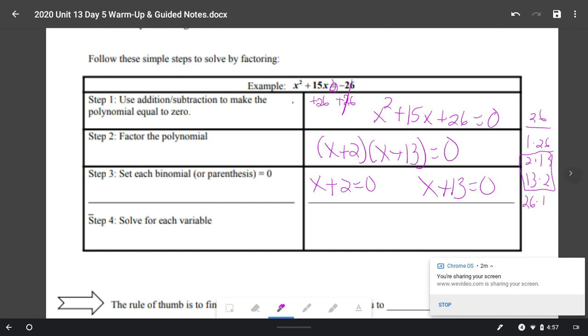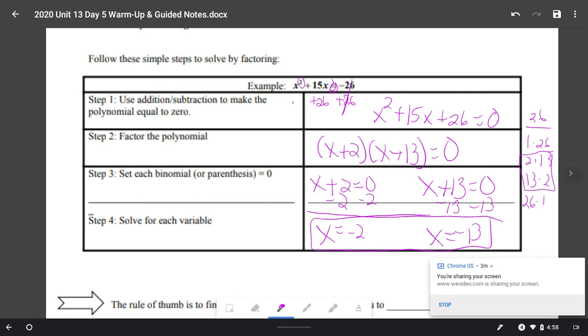The number of answers is always going to be the biggest degree, or the biggest exponent, that you see. That's how many answers you should always have from here on out for the rest of your math career. If it's an x to the first, you should only have 1 answer. If it's an x squared, you should have 2. If you have an x to the third, you should have 3. So we should have 2 answers since it's x to the second power. That's the biggest power I see. If we subtract 2 from both sides, we learned this back in first semester, and subtract 13, we get 2 answers: x equals negative 2 and x equals negative 13.